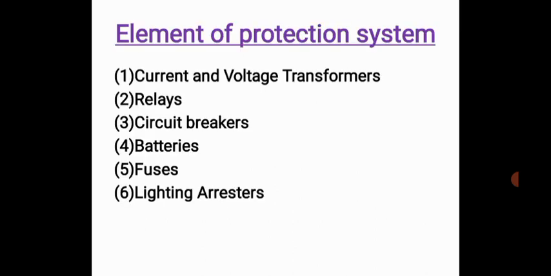So, elements of protection systems. These are some of the various elements. First one, current and voltage transformers, the second one relays, the third one circuit breakers, the fourth one batteries, next fuses, next lightning arrestor.